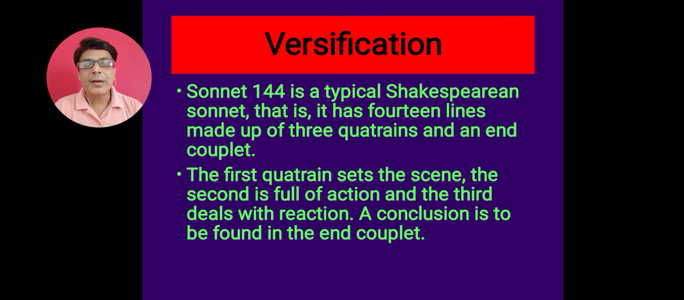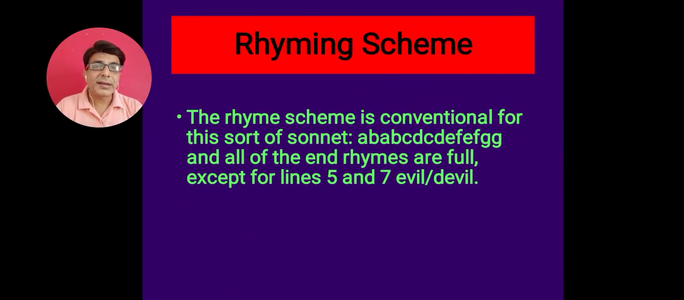Okay, now let's have a look at the versification of this sonnet. This sonnet number 144 is a typical Shakespearean sonnet. Why? Because it is written in 14 lines, 3 quatrains and 1 couplet. The first quatrain sets the scene, it presents the main idea. The second and the third quatrain develop the idea, and the last couplet concludes the idea. So you can say it is a typical Shakespearean sonnet.